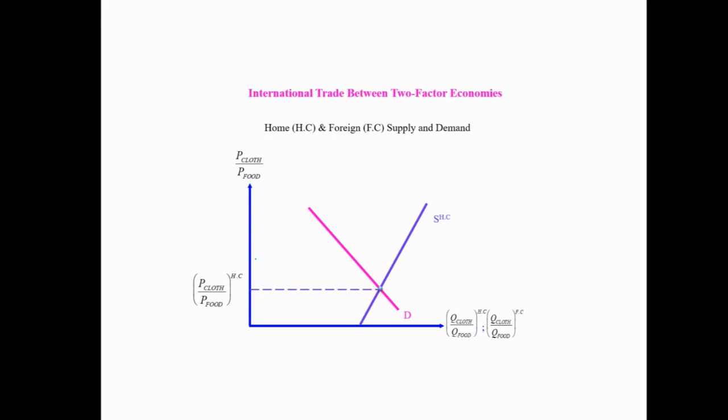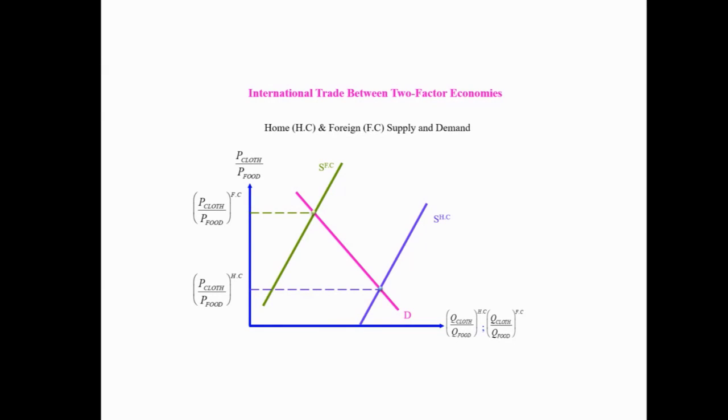We know that for any given price of cloth, we are going to have the home country producing relatively more cloth than food. So at this price, this is the amount of cloth and food produced by the home country. Then of course the foreign country is going to produce relatively less cloth and more food. So the foreign country supply function would lie somewhere here. This is what the supply function would look like for the foreign country. It would be on the left hand side of the supply function for the home country.